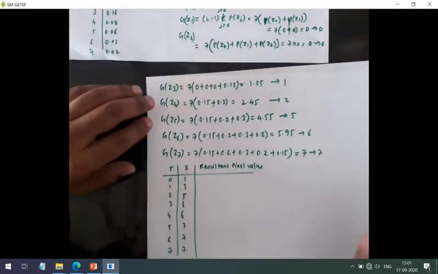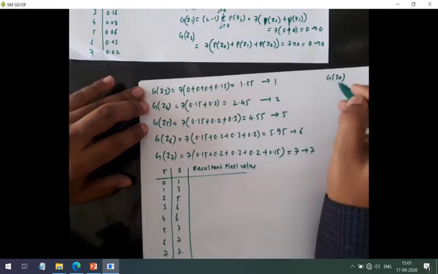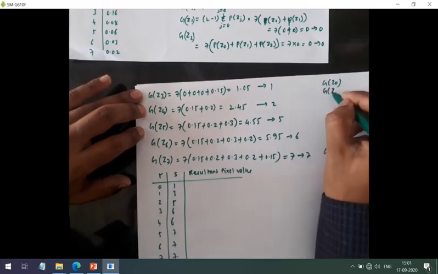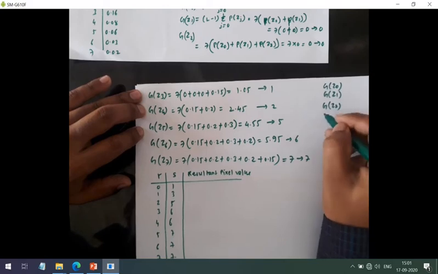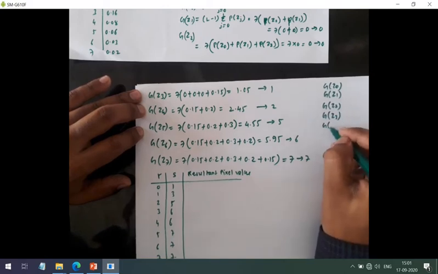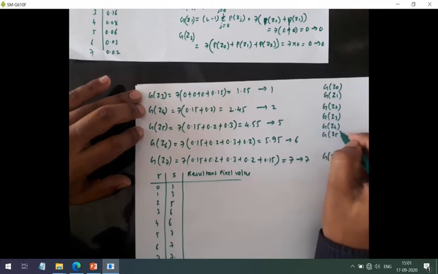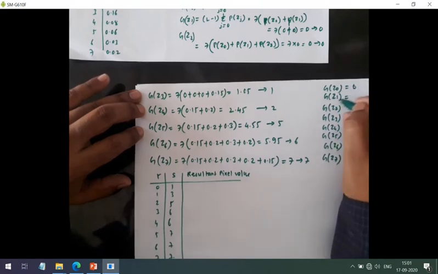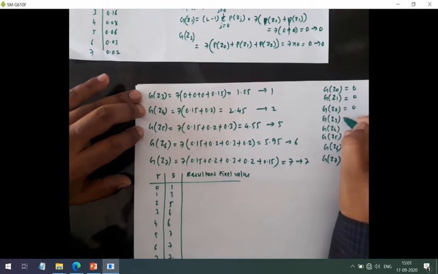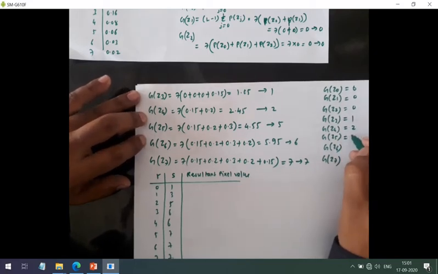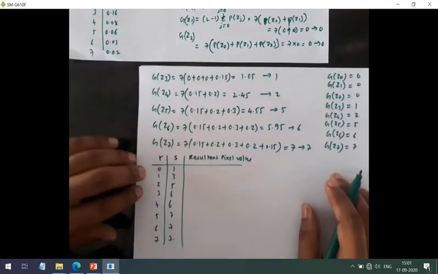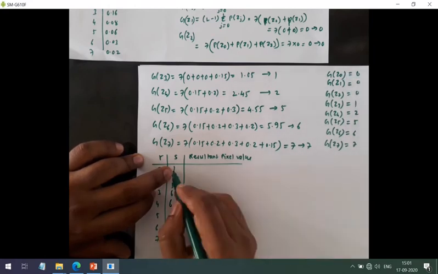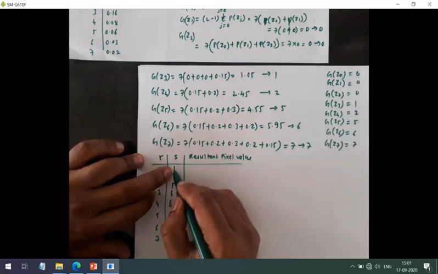For that we need the values of g of z0 to g of z7, so I will list them here. g of z0 is 0, g of z1 is also 0, then it is 1, z4 is 2, then 5, 6 and 7. Now we have to find the closest match of this s with these g of z values. Here we have an exact match, so 1 equals 1.